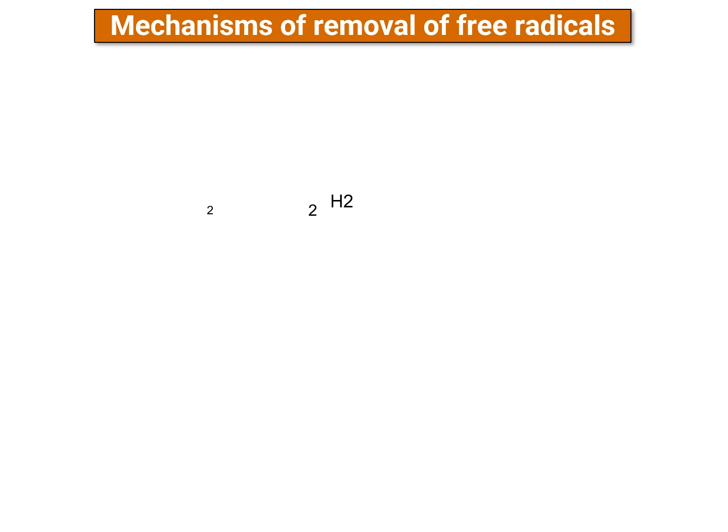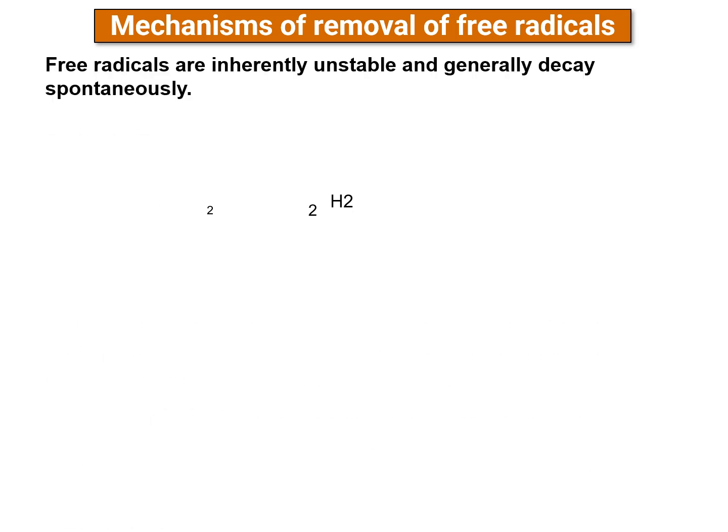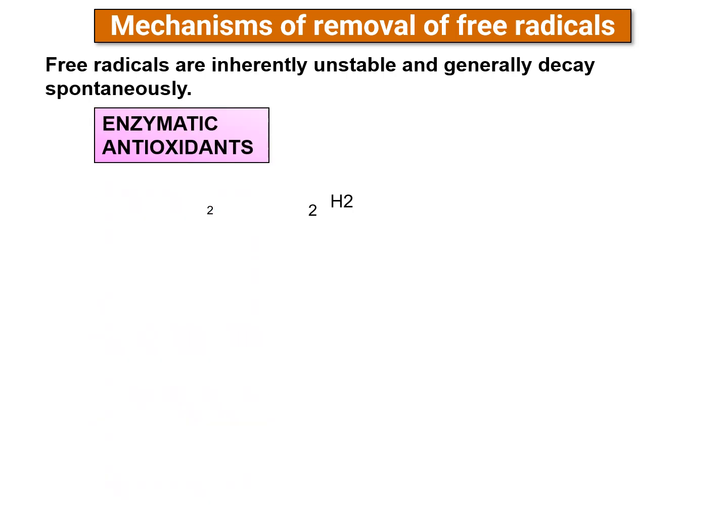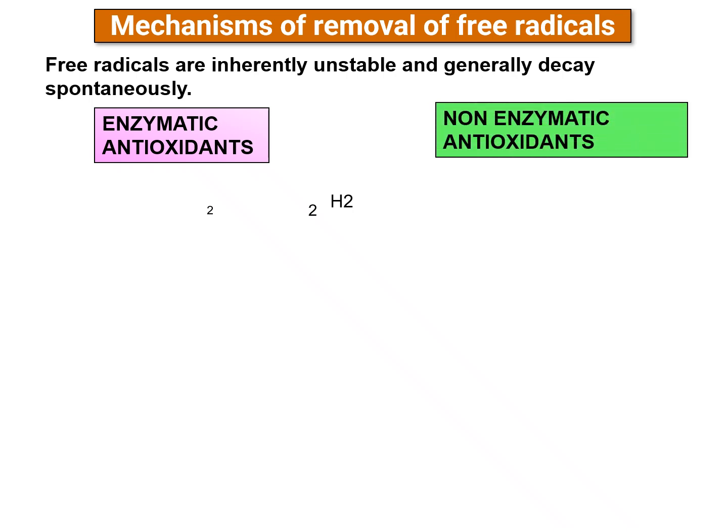So free radicals are produced within our body itself, but our body is able to escape the free radical induced cell injury by certain substances known as antioxidants. Free radicals are inherently unstable and generally decay spontaneously. So what are the antioxidants? There are enzymatic antioxidants and non-enzymatic antioxidants. What is an antioxidant? First of all, antioxidants are the substances which bind to the free radicals and neutralize them.